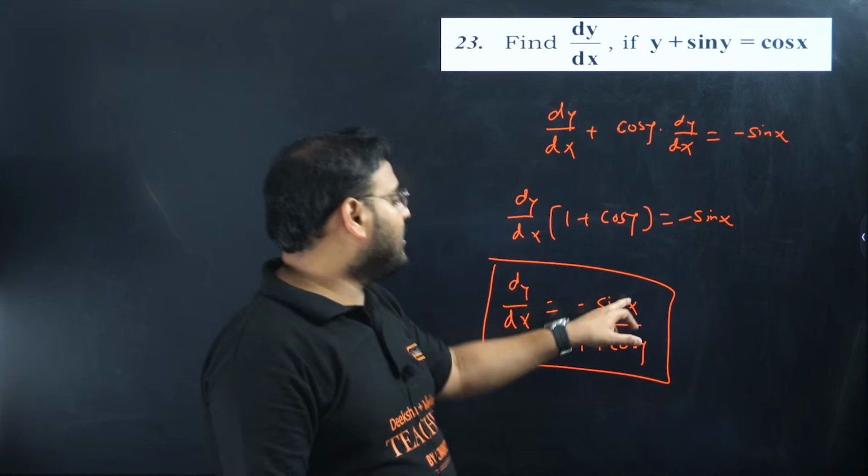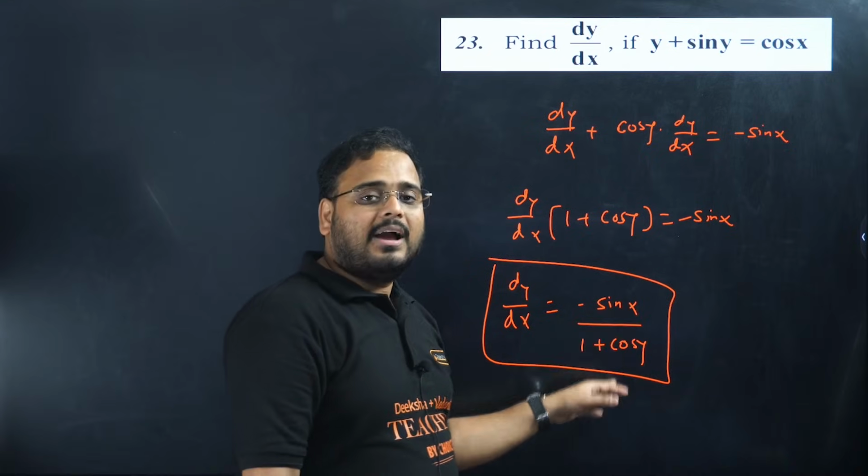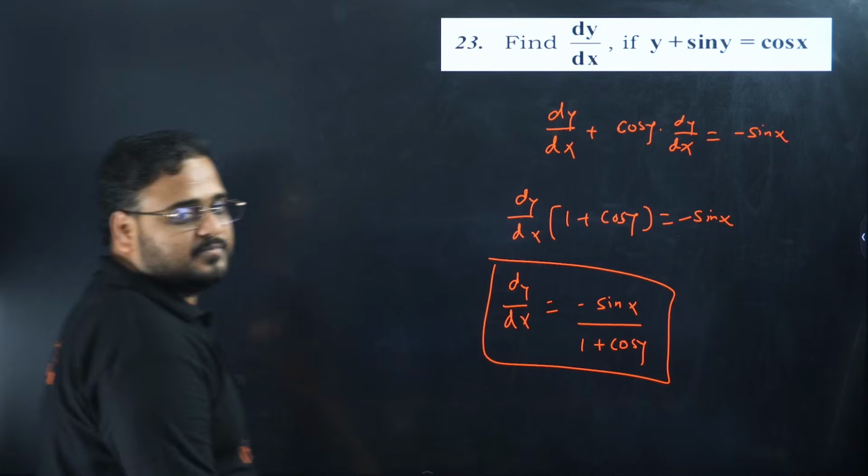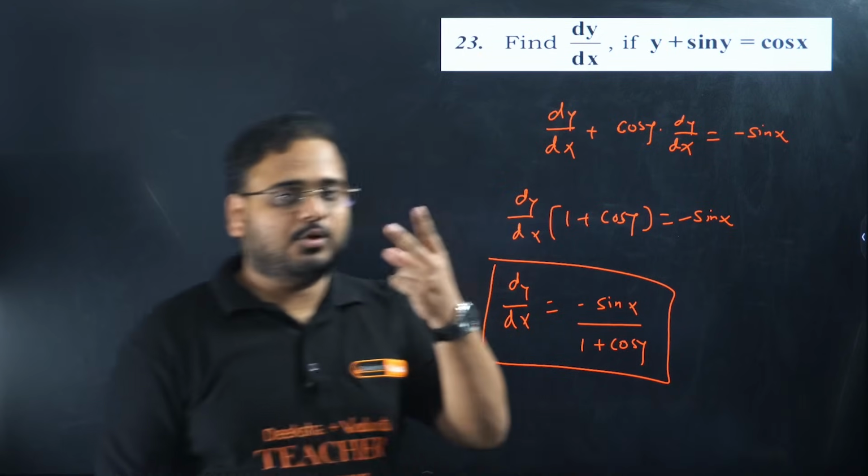If it was x by 2 and this was also x, then we would have tried that, but it is not in this case. This is your final answer. 3 steps. Get the result. 2 marks.